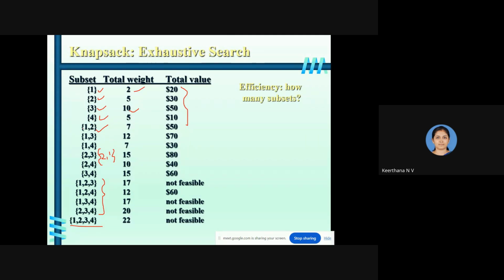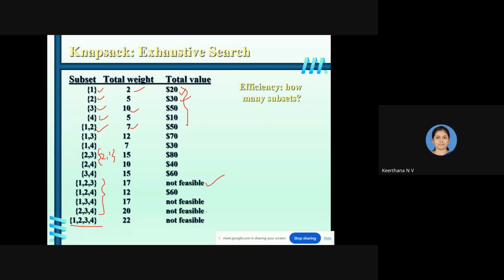So while comparing 1 and 2, you have to add the total weight of 1 and 2 and represent it here. Same thing for the cost also. You have to add these two costs and represent it here. So 1, 2, 3 means you will add the weights of 1, 2, 3. It means 17. So I will represent it as 17. While adding the cost, it will be more. So that's why I have represented it as not feasible.